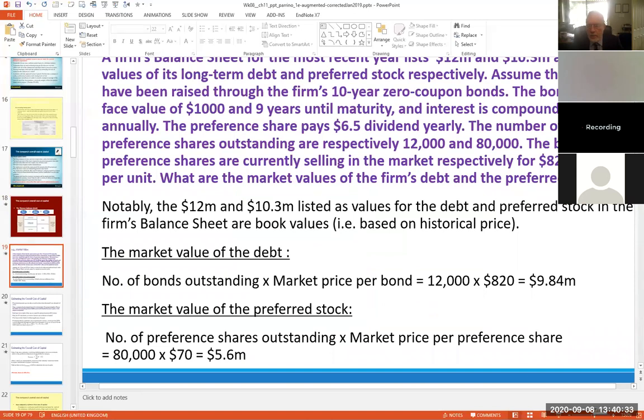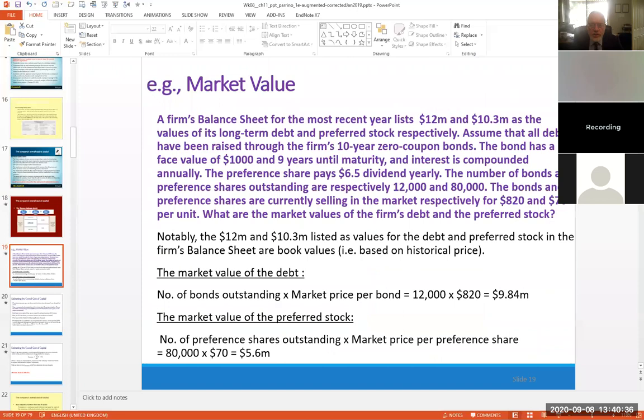Okay, I'll bring the zoom in a bit. Here's an example.